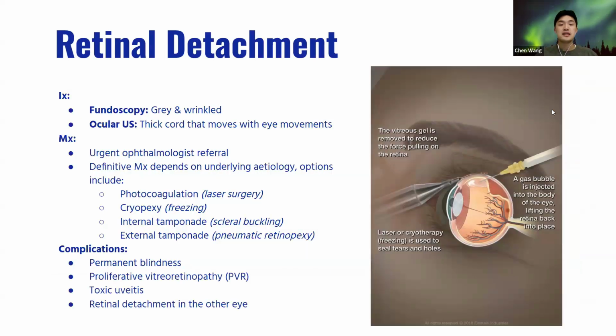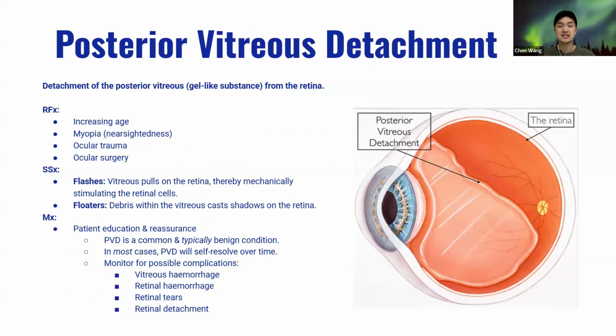Okay, so for the management, you would want to have an urgent ophthalmology referral, and they'll do some specific surgical management. The complications of retinal detachment are permanent blindness, some sorts of uveitis, and retinal detachment in the other eye as well. So it's really important to get on board with that.